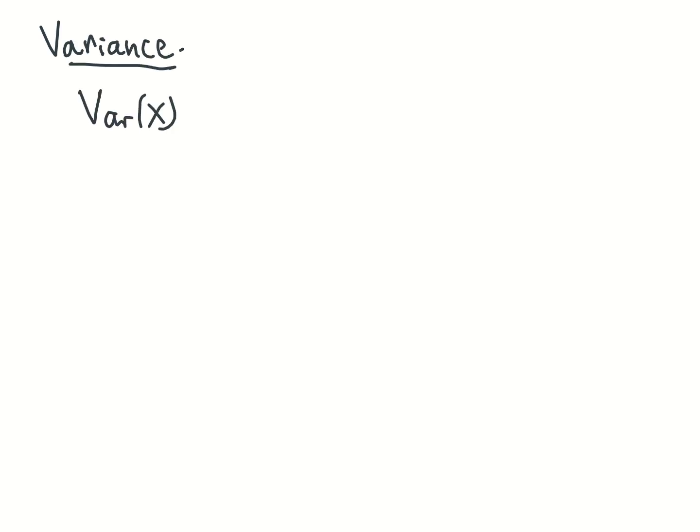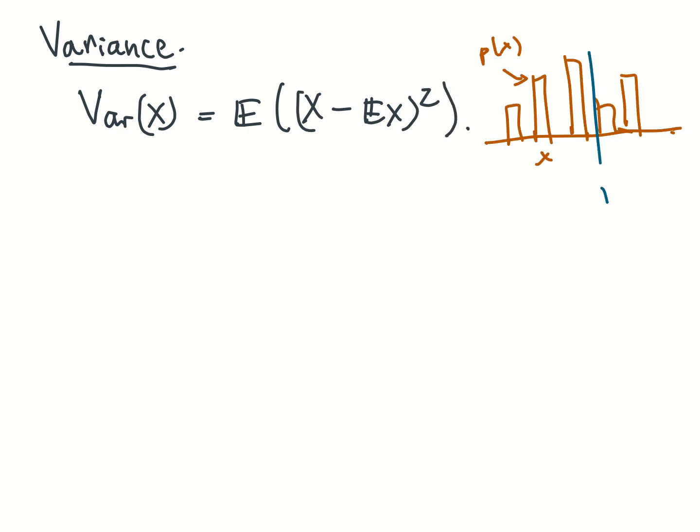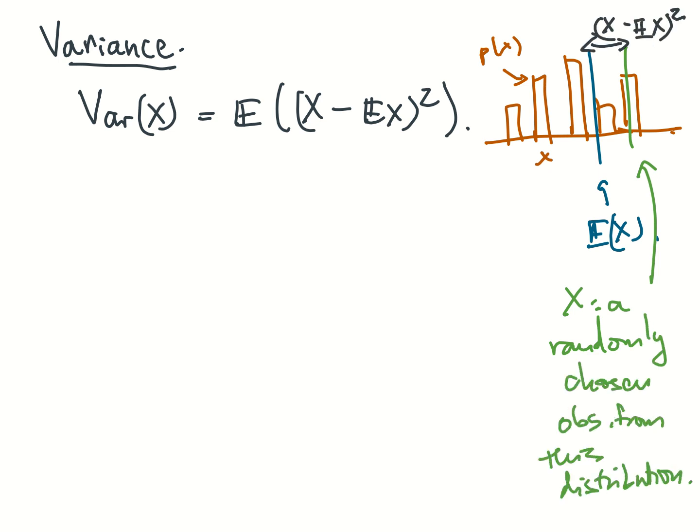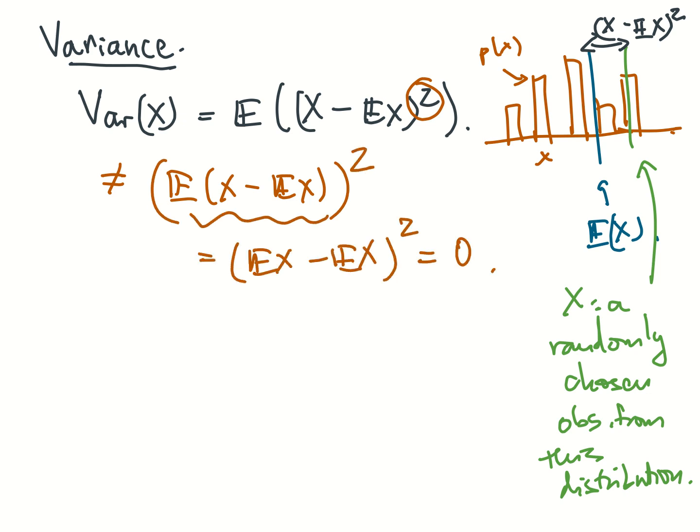The variance of a random variable is the expected value of its square distance to the mean. If we take the mean as the reference point, then the variance measures how far off a typical observation is from this reference point. Note that the square is inside the expectation. If we take the expectation first and then square, we would get 0.